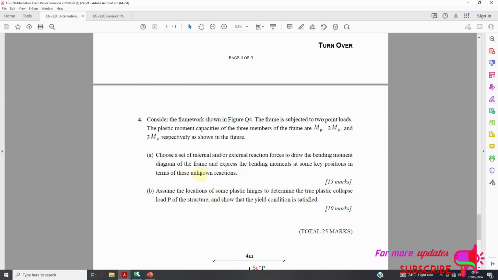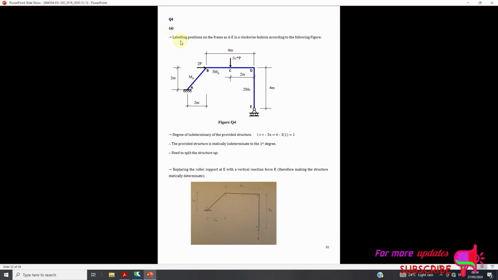Choose a set of internal or external reaction forces to draw the bending moment diagram of the frame. Express the bending moment at some key positions in terms of these unknown reactions. Now, labeling positions on the frame as A to E in a clockwise fashion according to the following figure. The degree of indeterminacy of the provided structure is I = R minus 3N, that is 4 minus 3, which is equal to 1. The provided structure is statically indeterminate in the first degree.